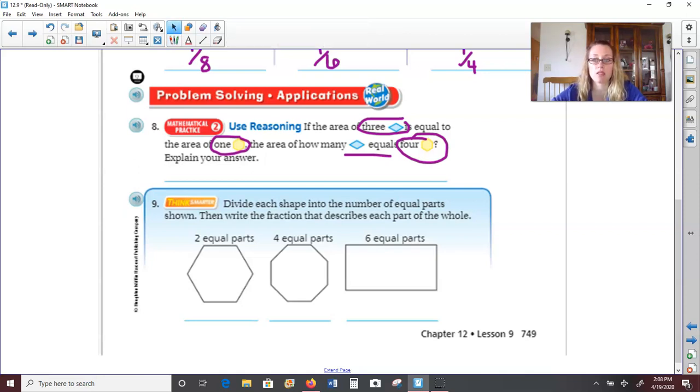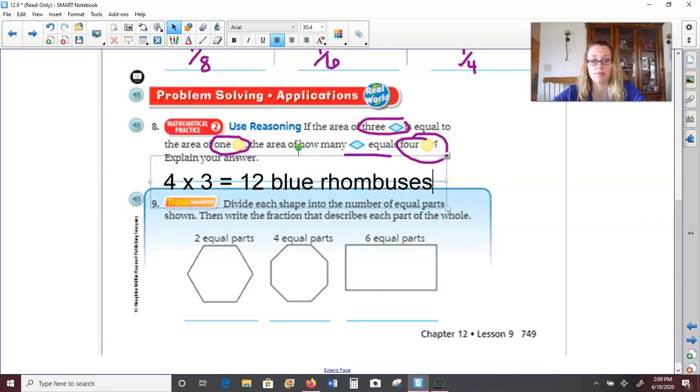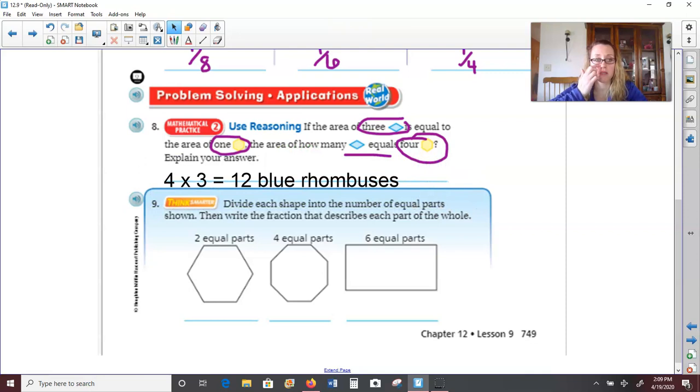So that simply means we're going to take 4 of the yellow hexagons, and we would want to multiply that by 3 because it takes 3 blue rhombuses to equal 1 hexagon. So if we have 4 hexagons, times it by 3 rhombuses to make each one. 4 times 3 equals 12. So we would need 12 blue rhombuses in order to make 4 hexagons. So a little bit of multiplication there can help us out even though we don't have the actual shapes to play around with in front of us.